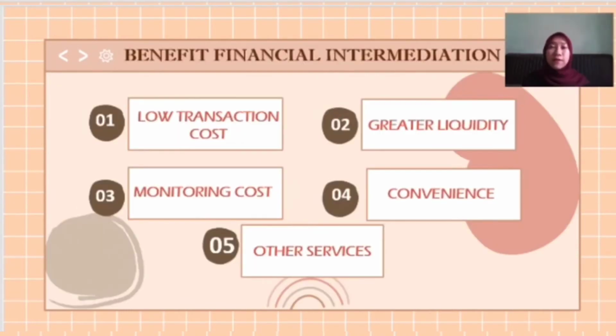I would like to present about the benefits of financial intermediation. There are 5 benefits of financial intermediation. First, low transaction cost. Second, greater liquidity. Third, monetary cost. Fourth, convenience, and fifth, other services.